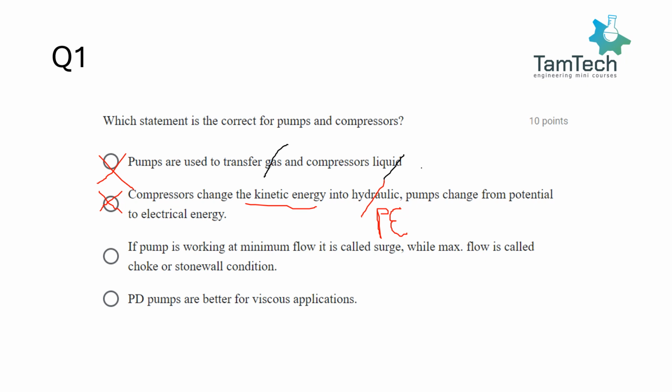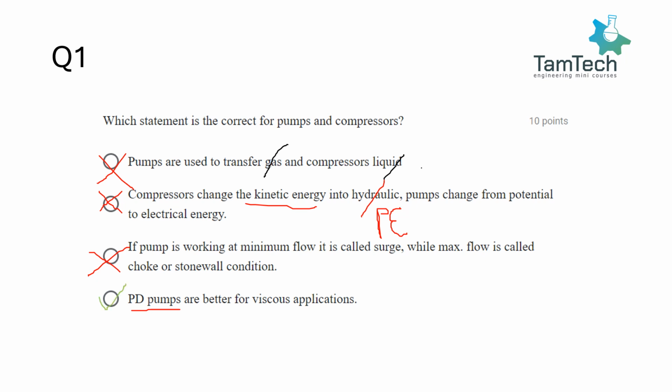If pump is working at minimum flow, it's called surge, while maximum flow called choke or stonewall condition. So this is also not correct, because for the pump minimum flow condition, we don't have such a condition called surge, or maximum flow condition called stonewall or choke. This is correct for compressor operations. The last one is PD pumps are better for viscous applications. Yes, that's correct, and that's why we'll go with the last variant.